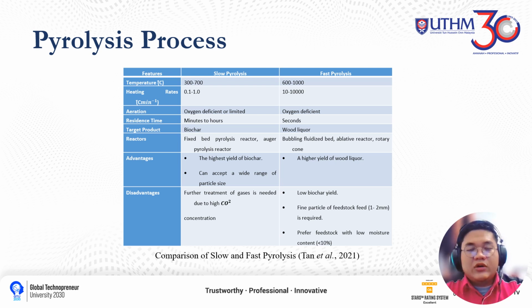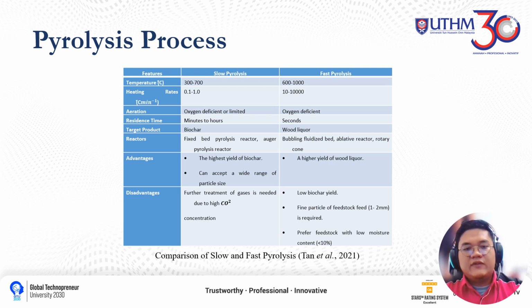And then the target product is mostly just wood liquor, and some examples of the reactors are the bubbling fluidized bed, ablative reactor, and the rotary cone. The advantage of it is that it mostly produces a higher yield of wood liquor, which means if the main product of the process is wood liquor, then fast pyrolysis is the best option.